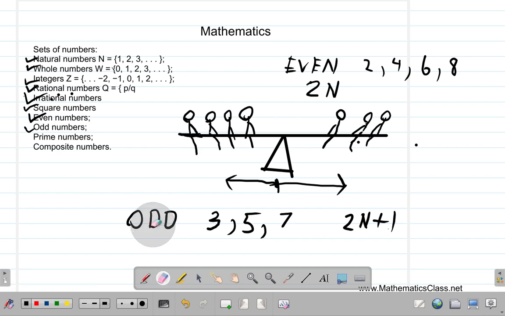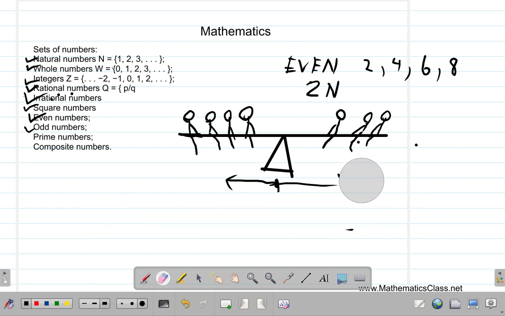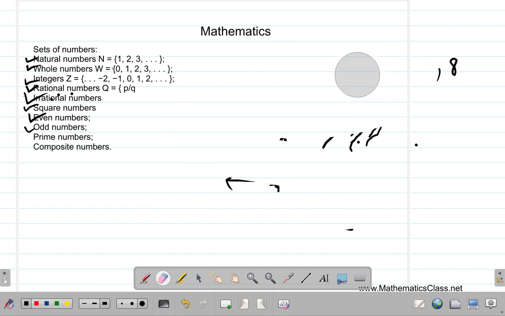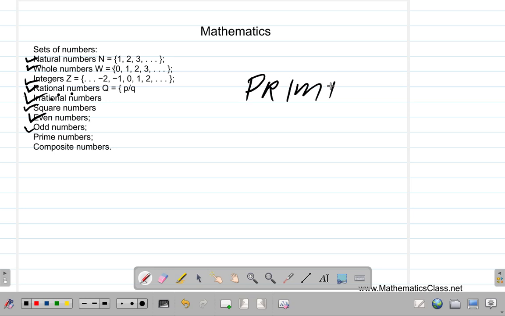Let's look at what we call prime numbers. Let's erase and look at the prime numbers. P-R-I-M-E. Alright. The prime. Now, these are numbers.